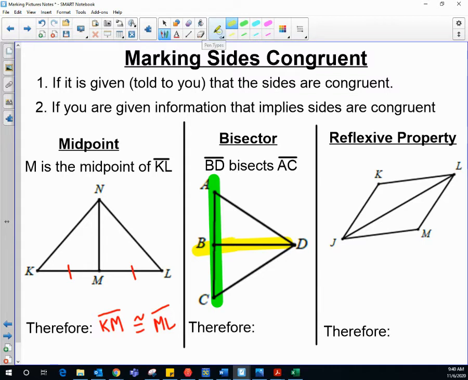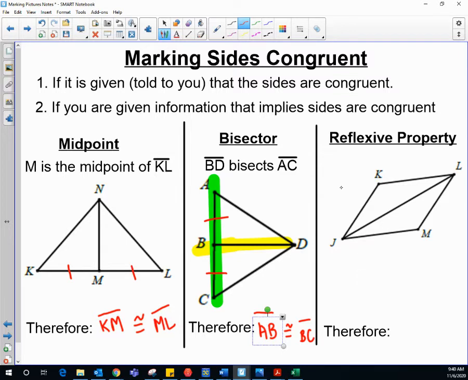So what does that mean? Well, now that's telling you that you should know that AB is now congruent to BC because that cuts it in half. So then we can write that segment AB is congruent to segment BC. Okay, so now we weren't told that those segments were congruent, but it's implied because we know there was a bisector.